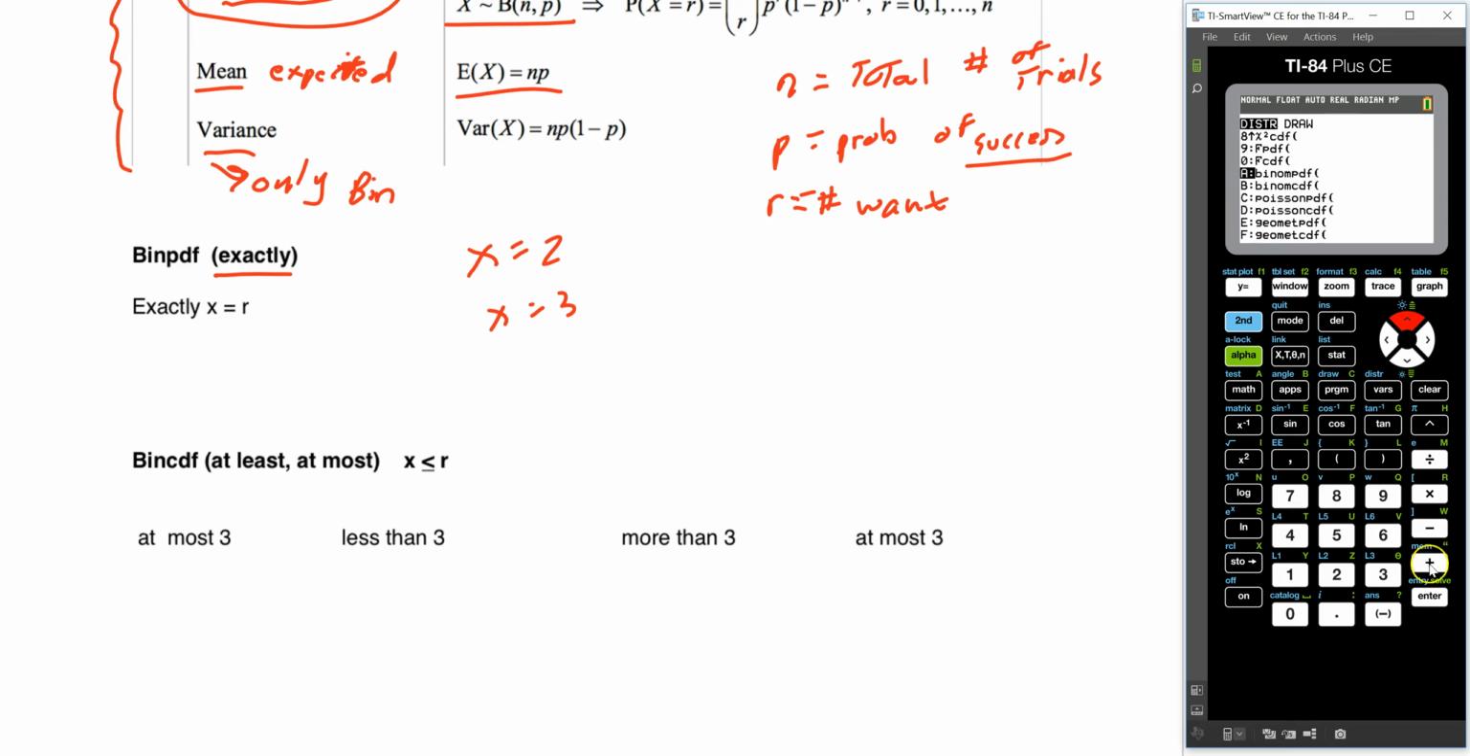Now for binomial PDF, hit enter. Look what they want. They want trials, which is N, especially if you have it nice and updated. If you have like the 83, sorry, it follows the same pattern, N, P, R, but they're not going to tell you like we do. So number of trials is N, probability is P, and then R is X. Plug it in, you're done. So that's how you do binomial PDF. Just plug it in, you're done.